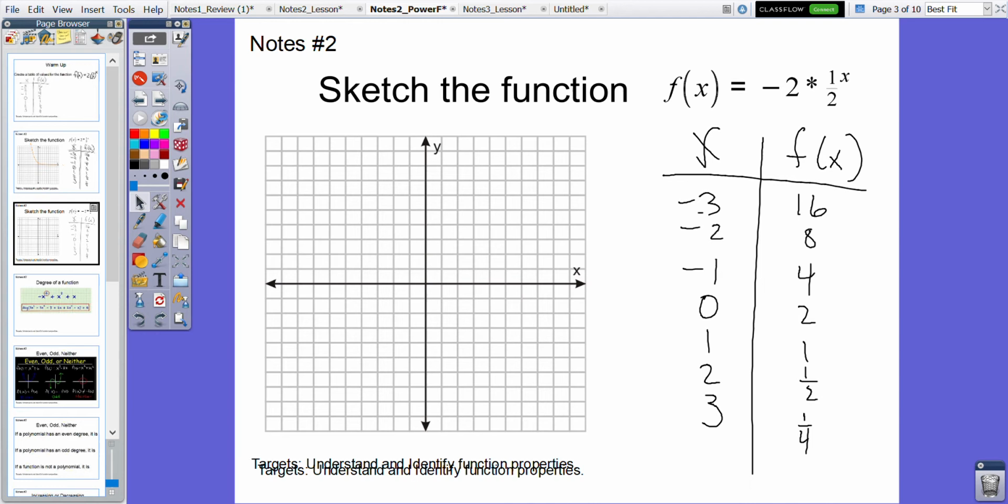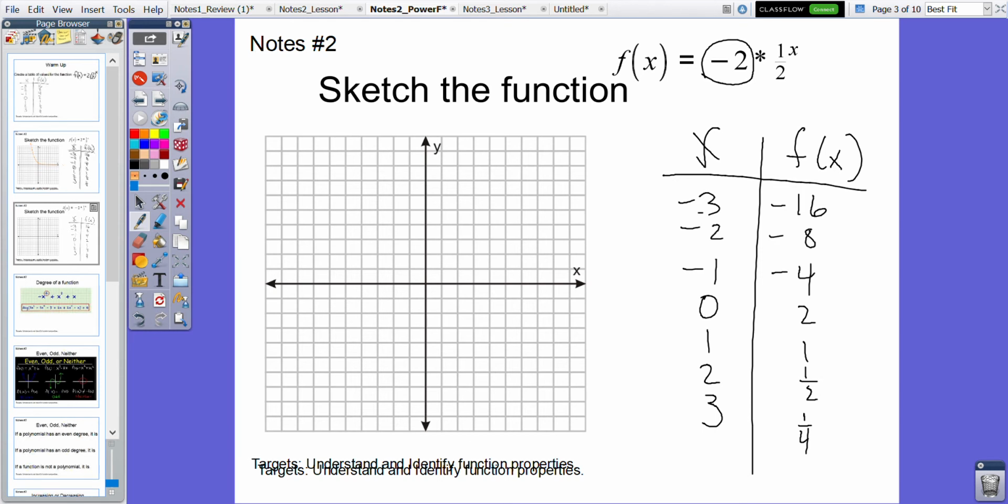Now if we're sketching this, our coefficient changes to a negative number. All that's really going to do is, now we're taking 1/2 to the x and multiplying it by -2. So our coefficient changes from positive to negative, and now we're going to have the points -3, -16, -2, -8, -1, -4, 0, -2, 1, -1, 2, -1/2, and 3, -1/4.